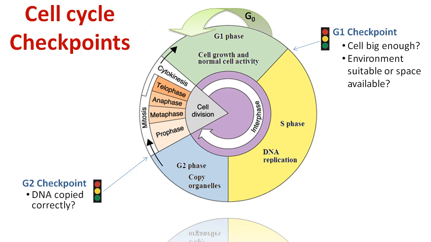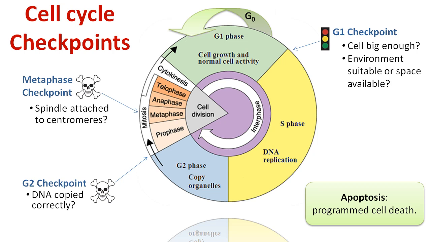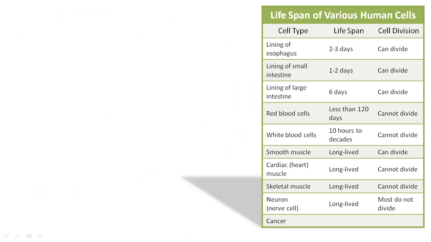The next checkpoint is called the G2 checkpoint, which is primarily concerned with DNA being copied correctly. The third checkpoint is called the metaphase checkpoint, which is concerned with the spindle fibers being attached to the centromeres. Unlike the G1 checkpoint, where a cell that fails the checkpoint would simply go back to G1, the G2 and metaphase checkpoints initiate a process called apoptosis, where programmed cell death eliminates the cell from any further problems. If the G2 and the metaphase checkpoints aren't satisfactorily completed, the cell is just destroyed.